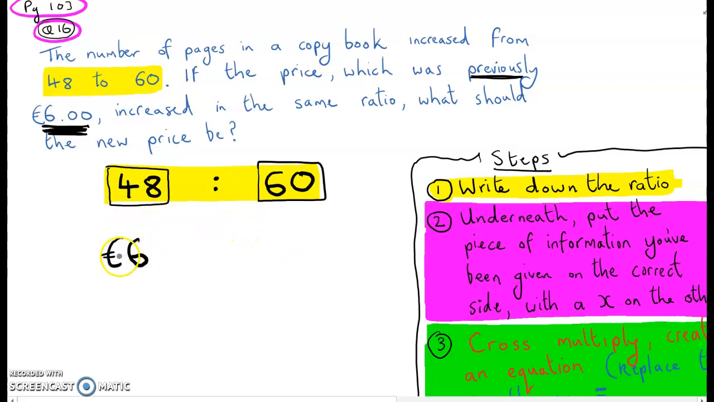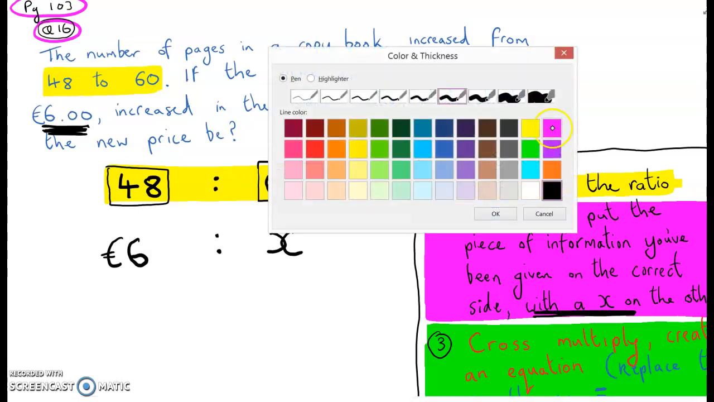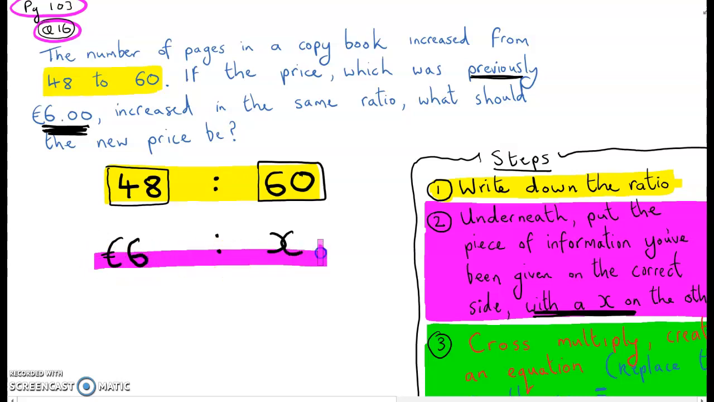So €6 was the old price, and 48 was the old amount of pages, so those two should be on the same side. Now over here, look at the steps, you put an X on the other side, because we don't know what this is. This is what we don't know. So that's the side that we put an X on. So that's step 2 done.